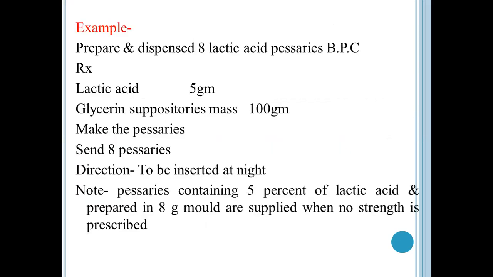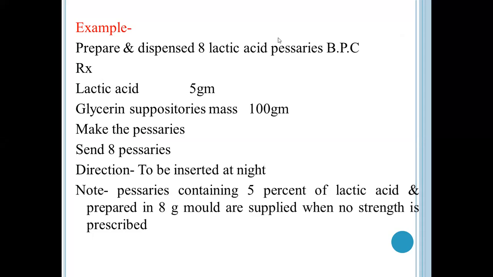Then the next example: how these pessaries are formulated, means how to prepare or dispense pessaries. So prepare and dispense 8 lactic acid pessaries, or pessaries BPC as per the British Pharmaceutical Codex. The prescription is lactic acid, 5 gram, and glycerin suppositories mass. Means during the preparation of pessaries, suppository mass or suppository base is used. So here glycerogelatin base, that is glycerin suppository mass, is used 100 gram as a base, to make pessaries. Send 8 pessaries.